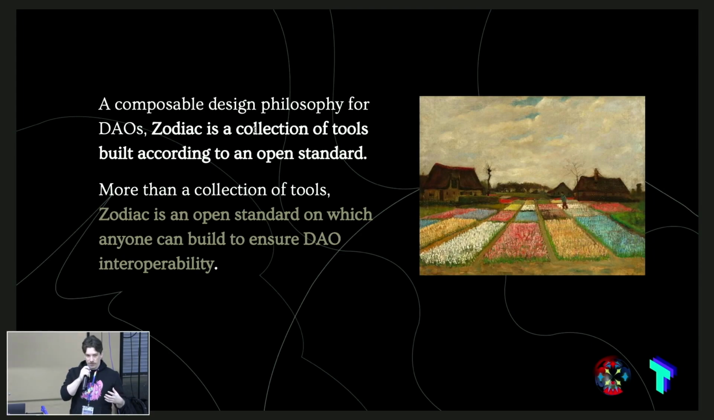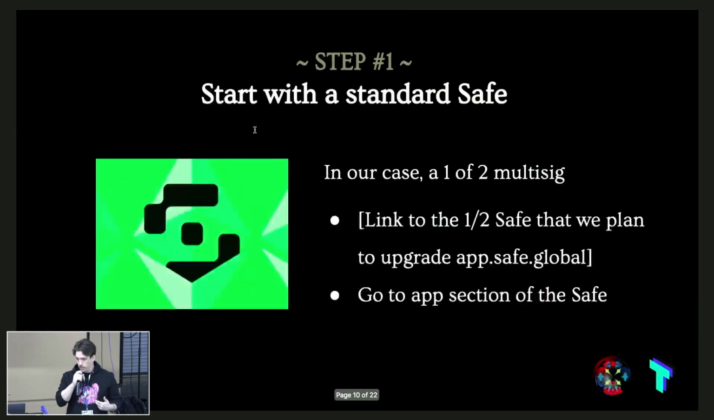So the Zodiac way is to then hook up a module to the safe, and we're going to try and do that. So we call Zodiac this open standard. Everybody is welcome to come and contribute to this idea of progressive decentralization. And then that's the first step: gather some people together, get a safe together. We really want to demo this live. We're going to do the best that we can.